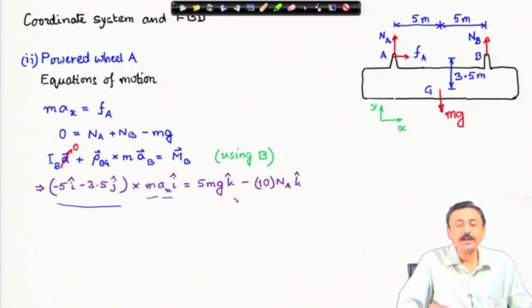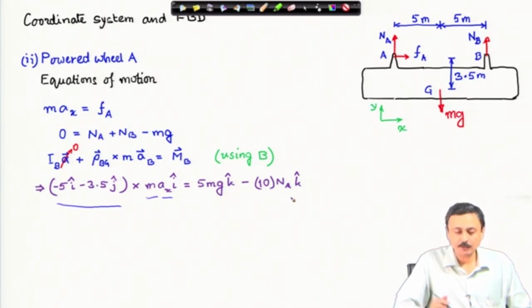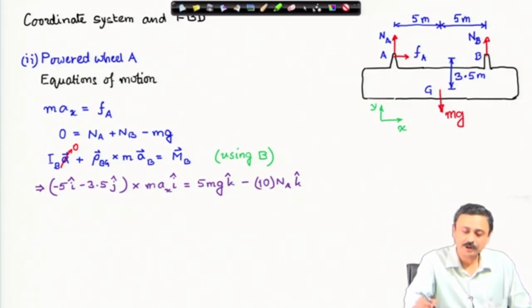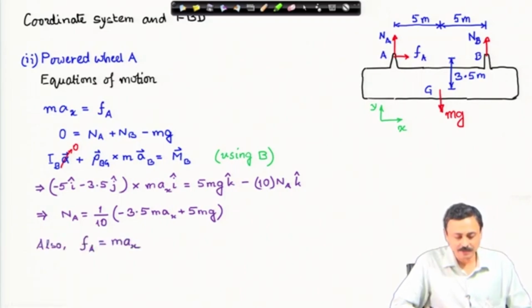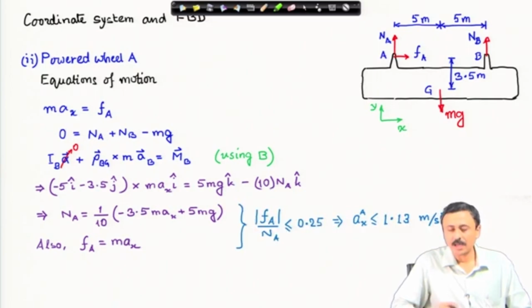That must be equal to the net moment of all forces about point B. Now, Fa will not contribute, only Na will contribute, the normal reaction at A. Therefore, from this equation I can solve for Na. From the first equation of translational dynamics, I have Fa, I have Na also. Therefore, I can take the ratio and I find that if wheel A is powered, the maximum acceleration is restricted to 1.13 meters per second square for no slip.